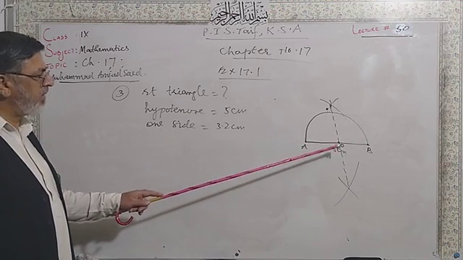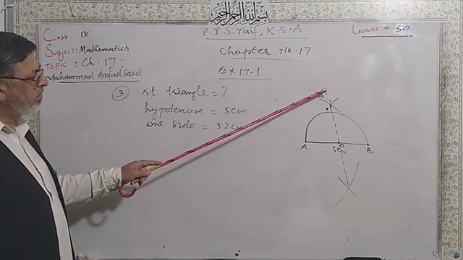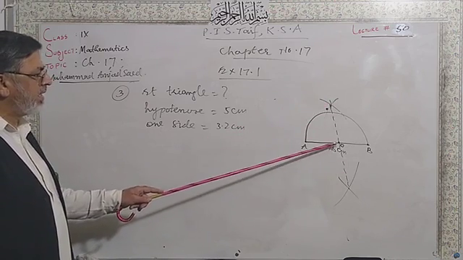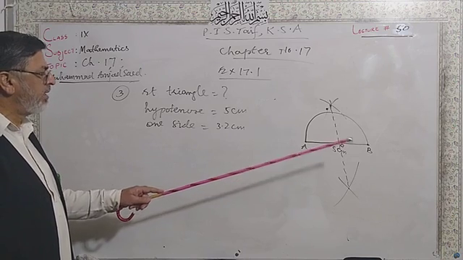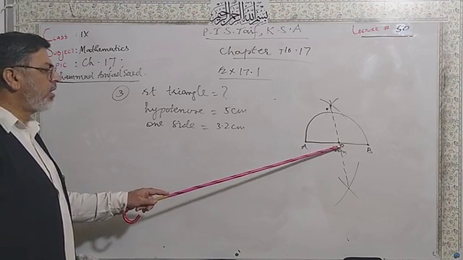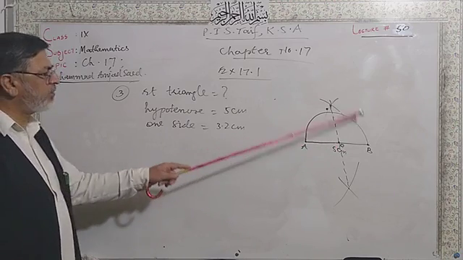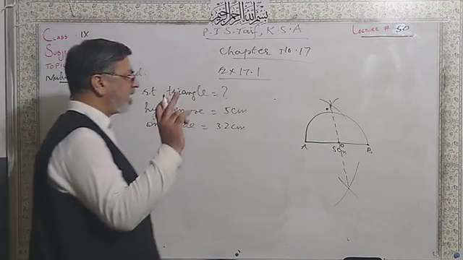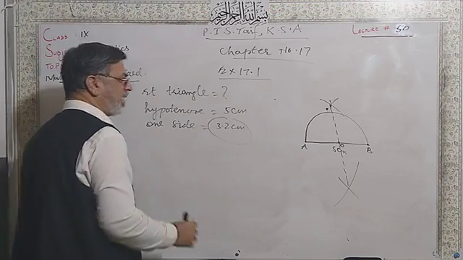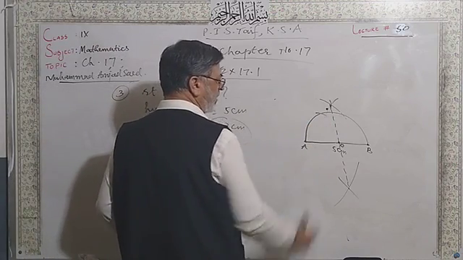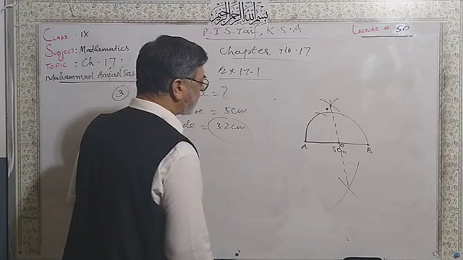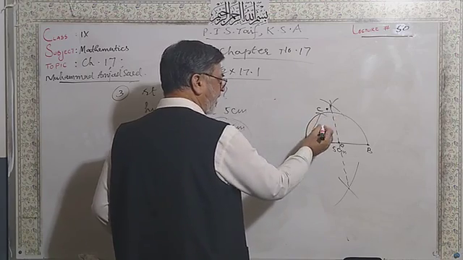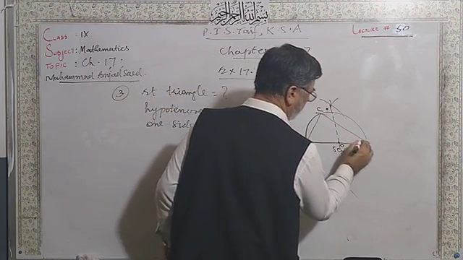Draw a line segment AB of length 5 centimeter. Draw the perpendicular bisector of AB by opening the compass more than half. Then this O will become the midpoint of AB. Taking O as center, draw a semicircle of radius OA or OB. After that, open the compass equal to 3.2 centimeter. Taking O as center, draw this arc which will cut the semicircle at point C. Join C with A and C with B.